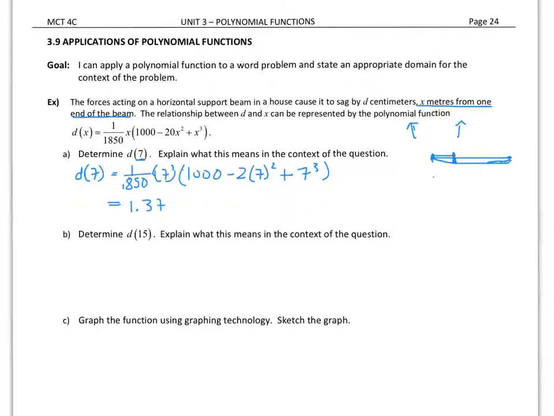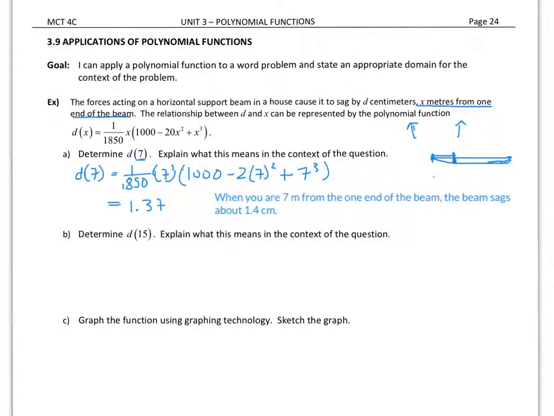Okay, so 7 meters from the end of the beam, there is a slight sag there. It's 1.37 centimeters or 1.4 centimeters. All right, so I should write a therefore statement with that. All right, so I typed my statement there explaining what this calculation means in the context of the problem.